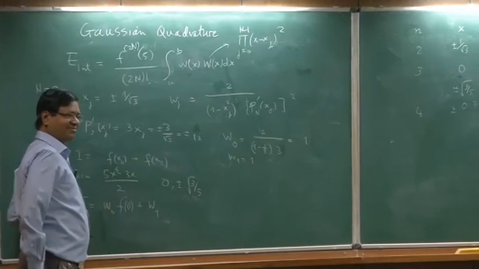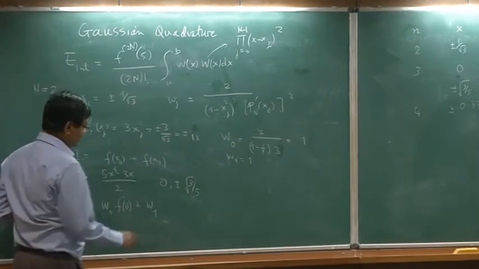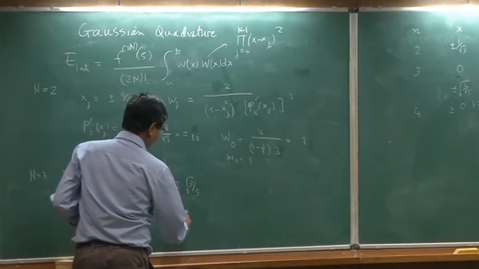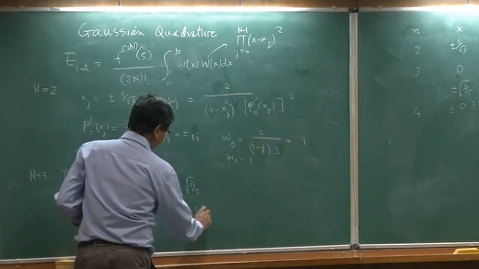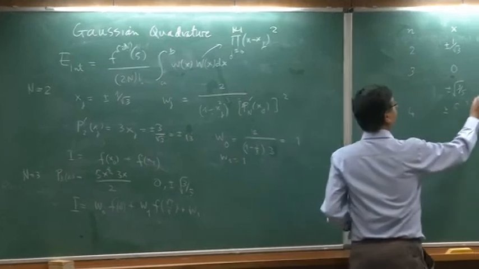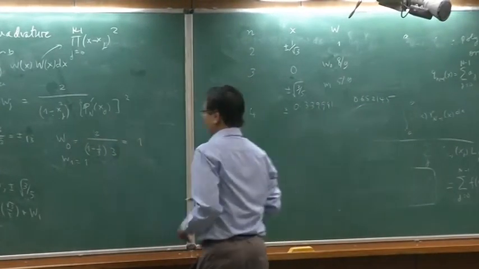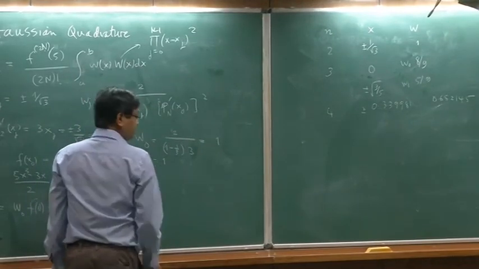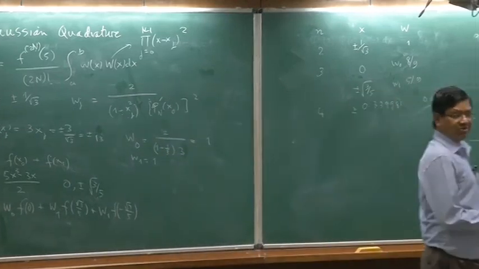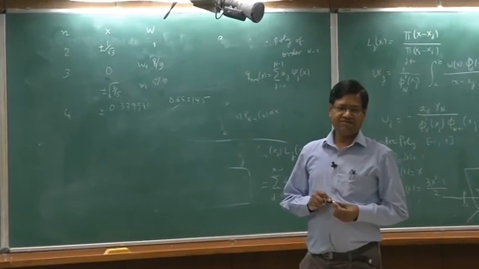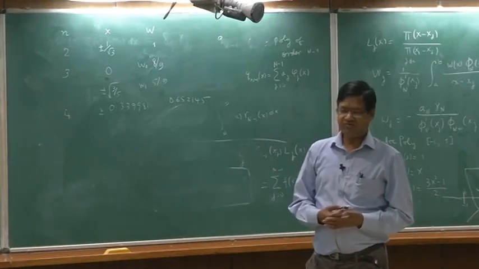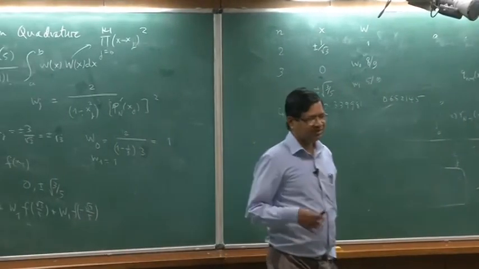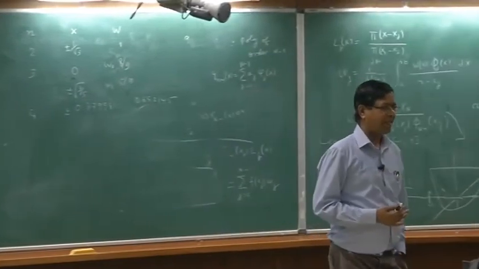So my function is computed at root 3 by 5. In fact, this weight is the same, I am going to call it W1, and this computed at the other root. So this will give you accuracy up to 5th order. So that is why it is very powerful. In fact, if you can compute the function at any given point, Gaussian quadrature is the best formula for integration, not Newton-Cotes.